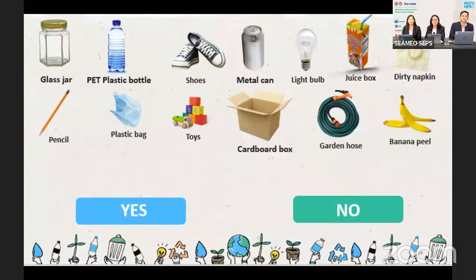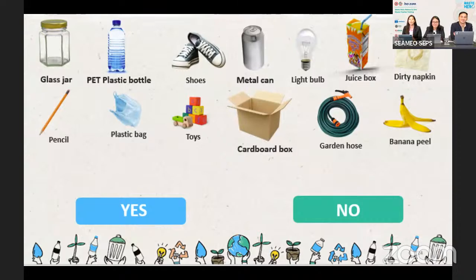Number two, PET plastic bottle. What do you think about this one? A lot of smile. All right. Number three, shoes. What about shoe? No. Okay. A lot of teachers said no. Some teachers still send smile. Okay. Maybe the smiles are for the PET plastic bottle, right?